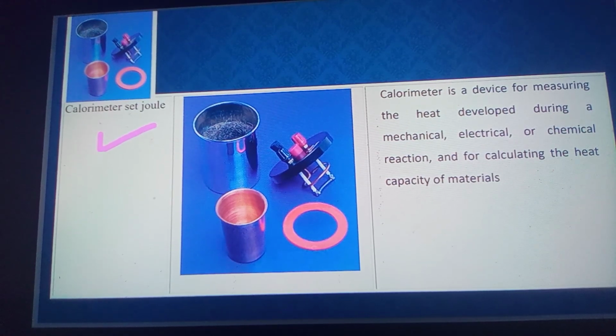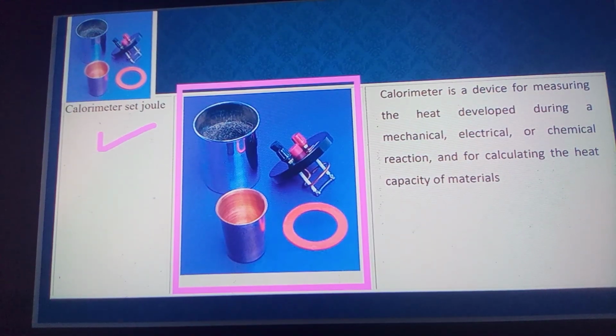Calorimeter set joule. Now we can observe the image. Calorimeter, it is a device for measuring heat, developed during a mechanical, electrical, or even chemical reaction, and for calculating the heat capacity of different materials. So that is the use of calorimeter set.